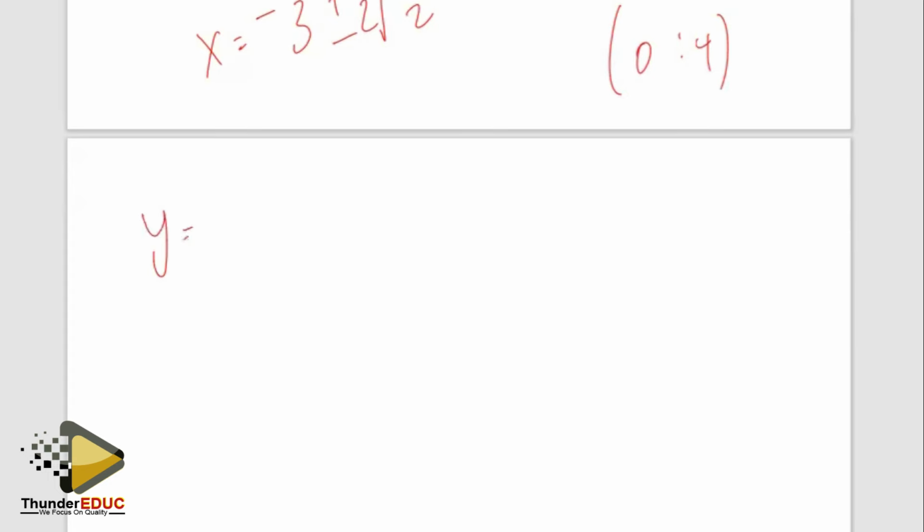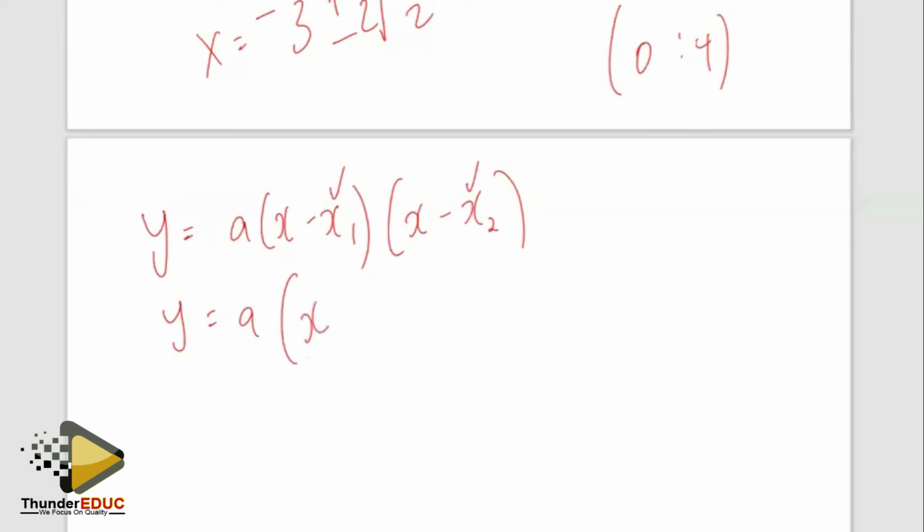So what we can do is we can use the intercept approach, which is a into (x minus x1) into (x minus x2), where x1 and x2 are the roots. Okay, so I'll say y is equal to a into (x, we replace this, it's going to be minus, this is -3. Let me use a plus 2 root 2) into (x minus -3 minus 2 root 2).